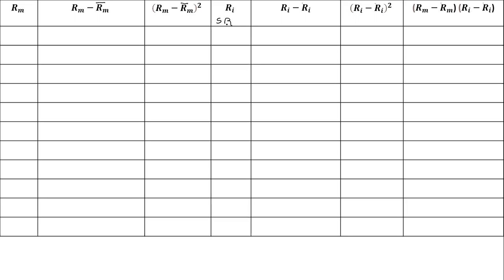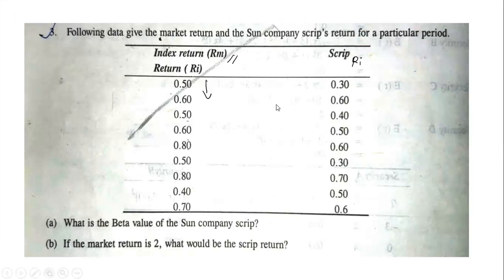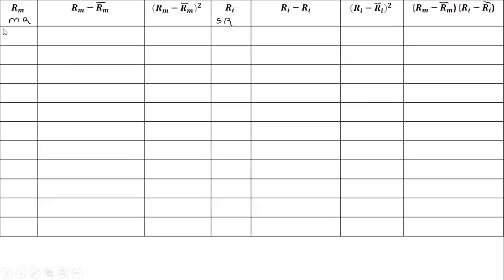And this tells the market return column. And here again we have Ri minus R bar I, and here we have Ri minus R bar I bracket square. So the last column is Rm minus R bar M into Ri minus R bar I. So let's see the data. If you see, he has given the market return and script return directly. So we will take the data here.